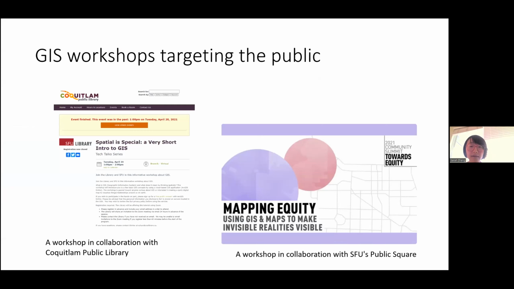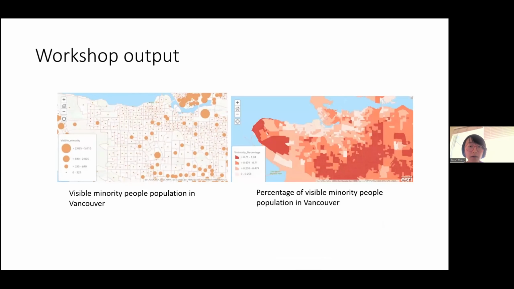So it is against these backdrops that we started to design and deliver GIS workshops targeting the general public. We have collaborated with Coquitlam Public Library and SFU initiative called the Public Square, which is mandated to nurture community connections. In those workshops, we taught the participants how to use some open data from City of Vancouver's open data portal and Statistics Canada's census data. We taught them how they can query, visualize the data, and find patterns emerging from the data.